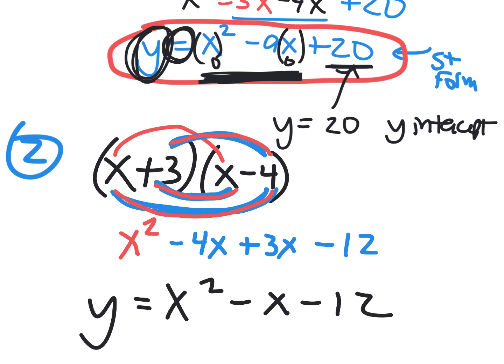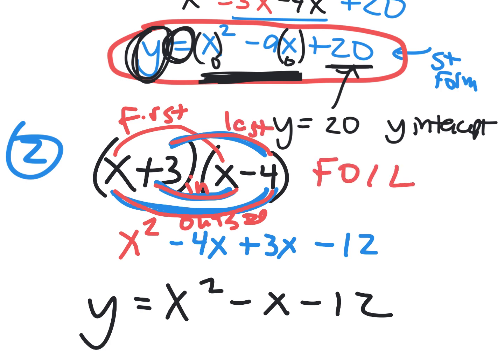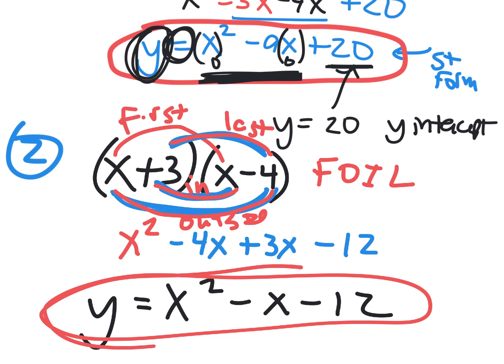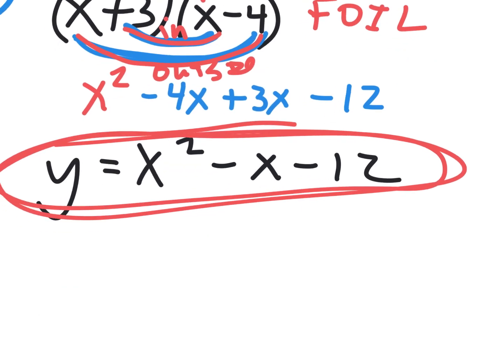It's called first, outside, inside, last. These are the firsts. This is the outside. This is the inside. And this is the lasts. And sometimes people call it FOIL. That gives you this standard form. And I just said it a second ago, so I'm going to feel like I'm losing my mind if you don't know this.